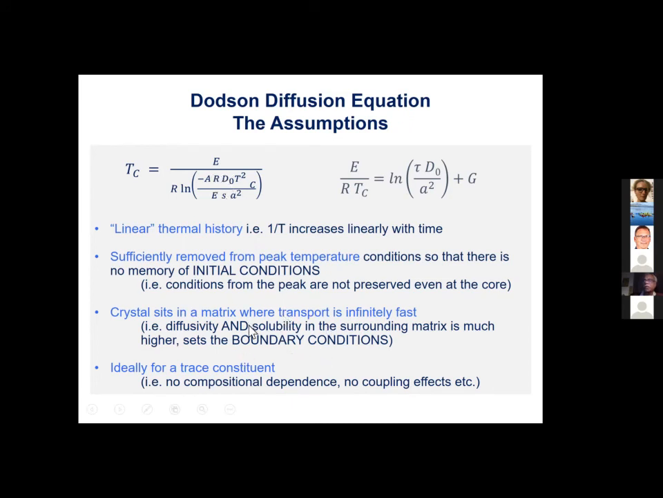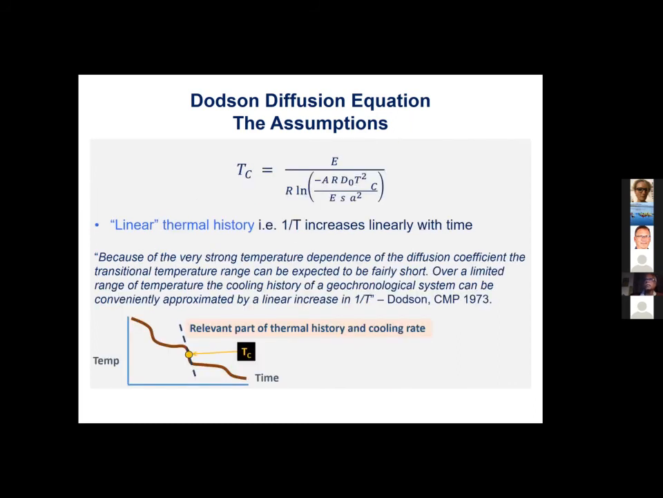You can use a raw Dawson equation and apply it to different points and different places, but not this formula straight away to those equations. And it's ideally suited for a trace constituent, so for a place where you have no coupling effects or multi-component diffusion or something. So with that, I'll come to this linear thermal history part.